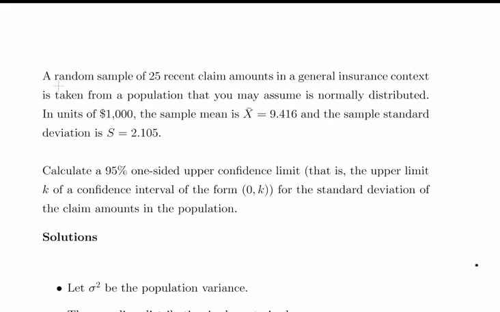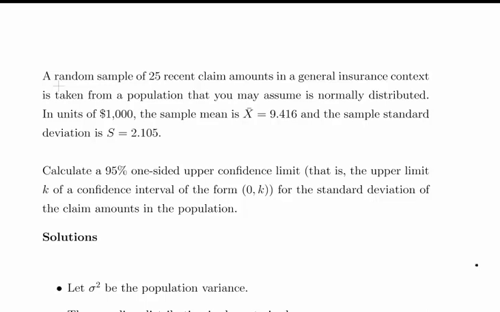Okay, I'm back for the second part now. I just took a pause there. A random sample of 25 recent claim amounts in a general insurance context is taken from a population that you may assume is normally distributed. In units of $1,000, the sample mean is x bar equals 9.416 and the sample standard deviation s is equal to 2.105.